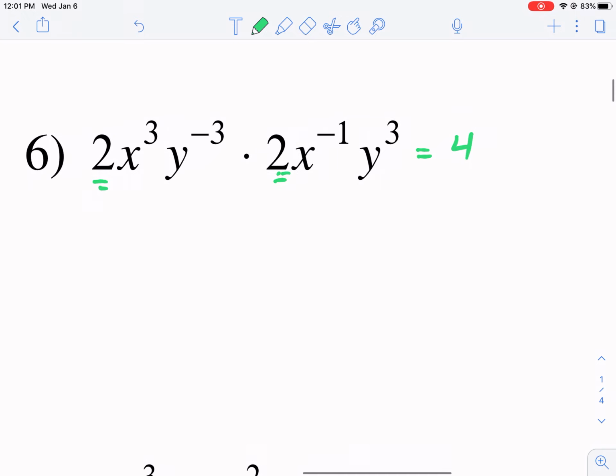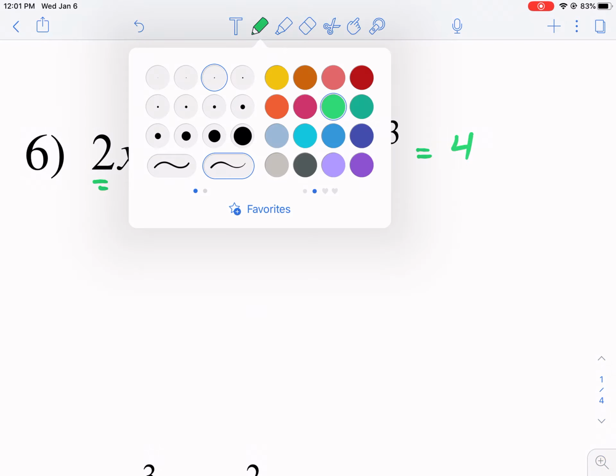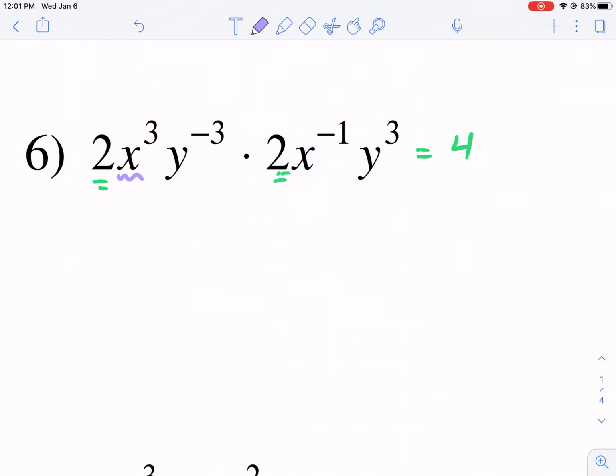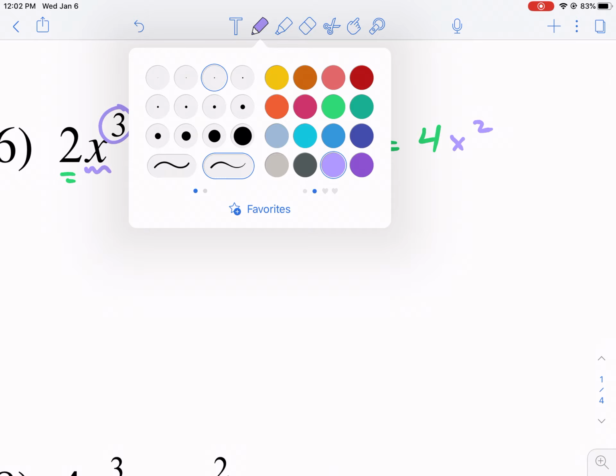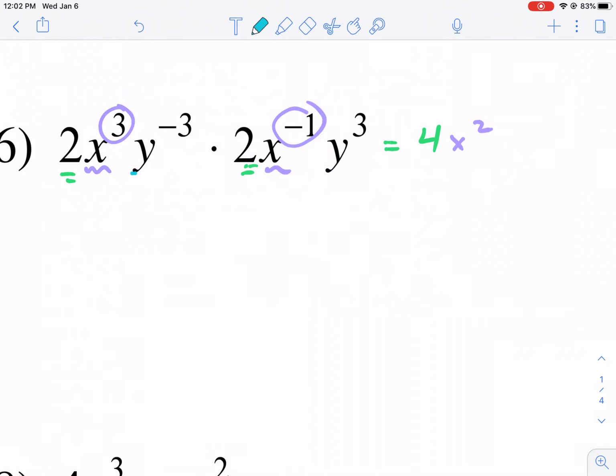Then we have x cubed. Let me change the colors here. We have a lot going on. x cubed and x to the negative 1. We're going to do 3 plus the negative 1. That's x squared. Then we have, let's go blue, y to the negative 3 and y to the third. That's y to the 0.